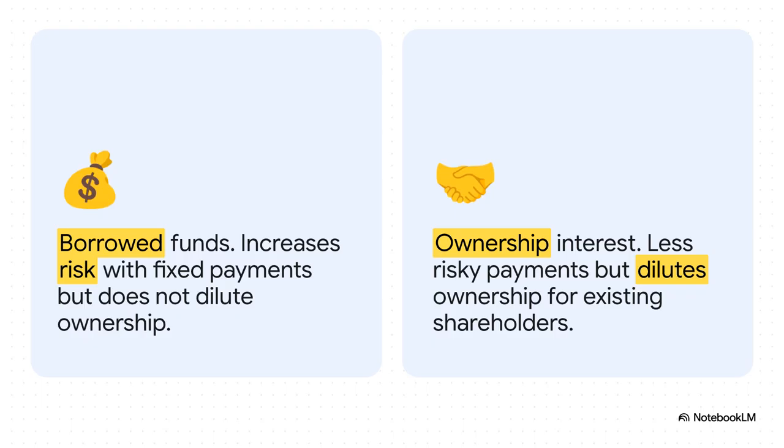Then you've got equity. That's when you sell a piece of the company itself. It's safer from a cash flow perspective, but it dilutes the original owners. Every time a new share is issued, their slice of the pie gets just a little bit smaller.